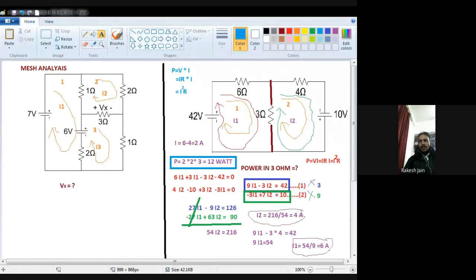Okay, now we start the second numerical. The second numerical consists of 3 meshes, so we know how many equations there are. There will be 3 equations, because I have already told you the number of meshes is equal to the number of equations.